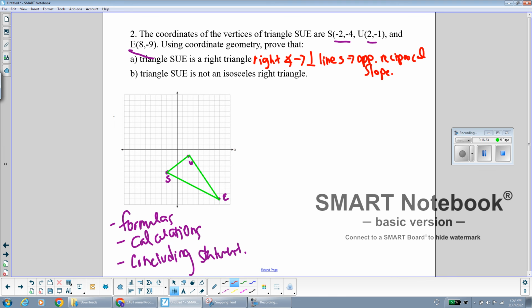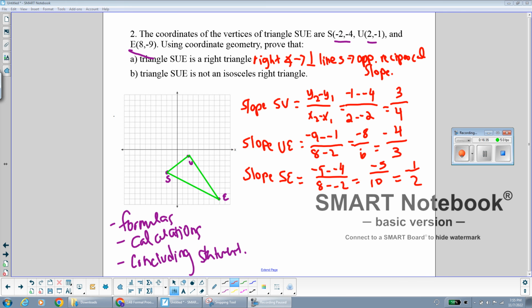So you can do the slopes on your own, pause the video. I'm going to do the same. And after doing the slopes, I can see that side SU and side UE do have opposite reciprocal slopes. Notice how the slopes are the same. One's just flipped over, the reciprocal, and with different signs, the opposite reciprocal. So I do know that this is a right triangle. So I'm going to put my concluding statement.